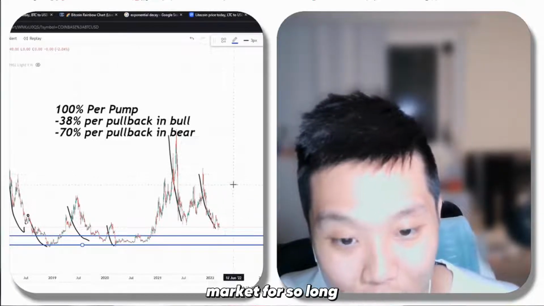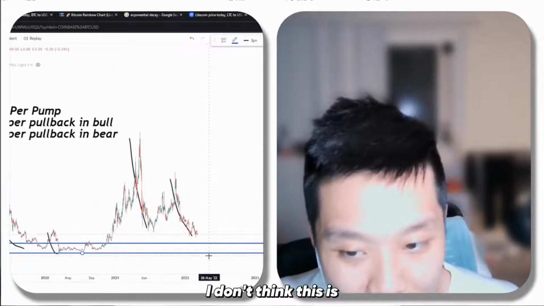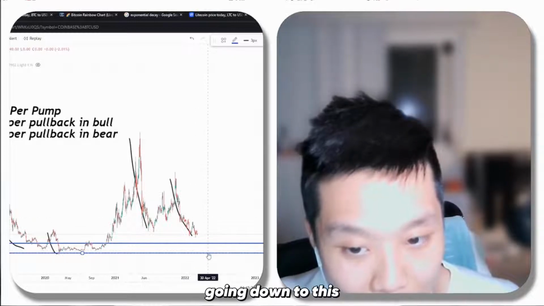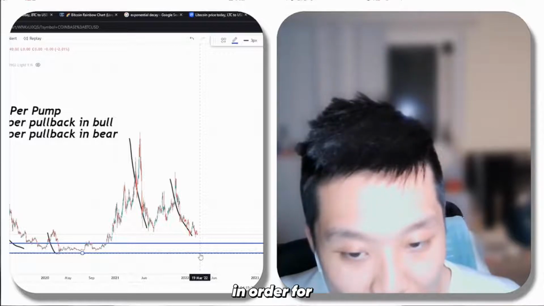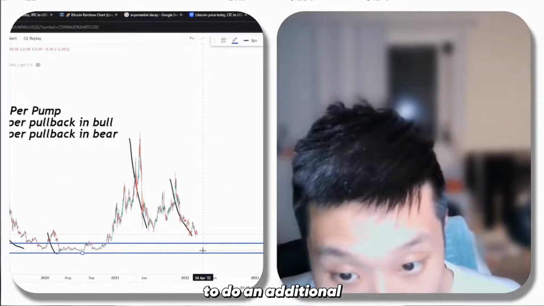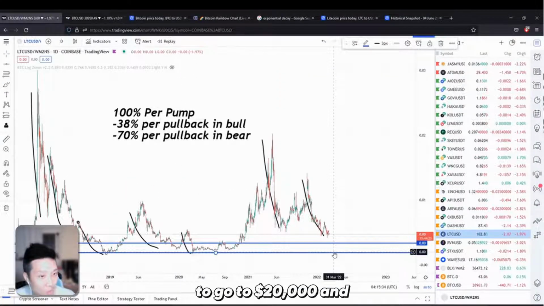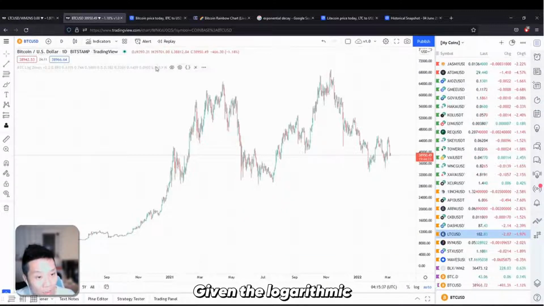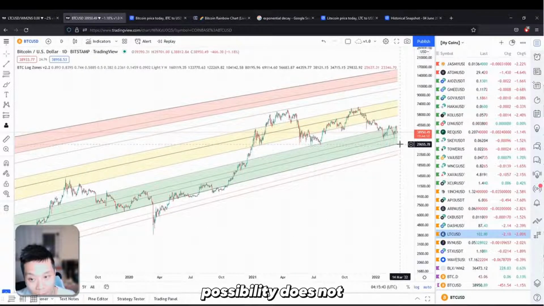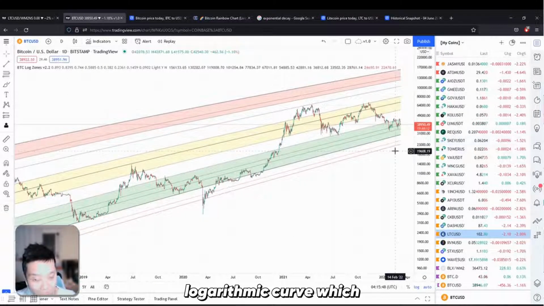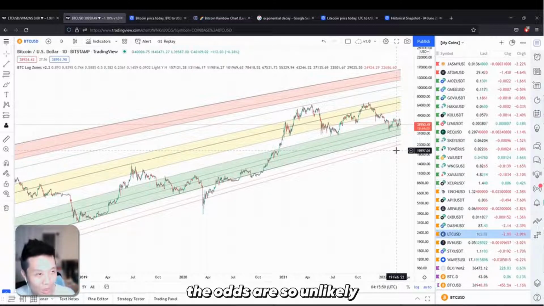But for me, given that I've been in this market for so long, I don't think this is a possibility. I just don't see it going down to this low. Can it go down this low? Yes. This I would rule out, because in order for Litecoin to do an additional 70% from here, Bitcoin would have to go to 20K. And given the logarithmic chart of Bitcoin, the only time that we broke this was in March, and that possibility does not exist. Now we're talking about outside of this logarithmic curve, which is certainly possible, but the odds are so unlikely that I would rule it out as a possibility. You know what I mean?